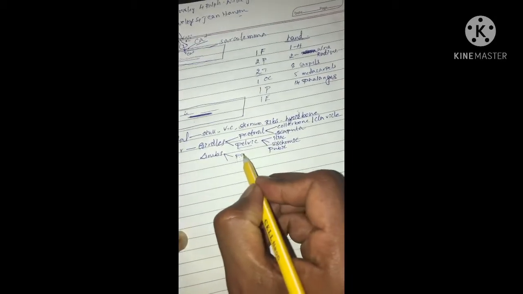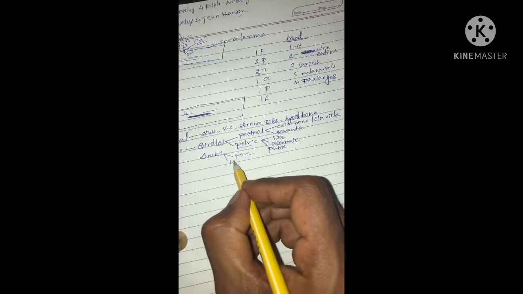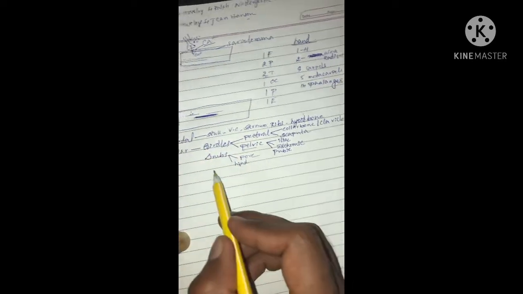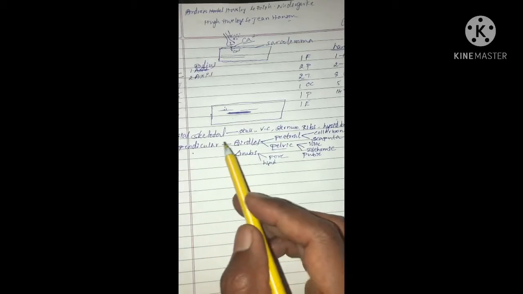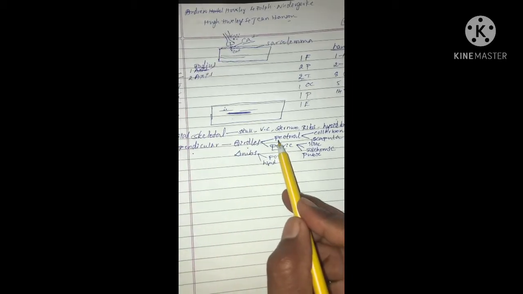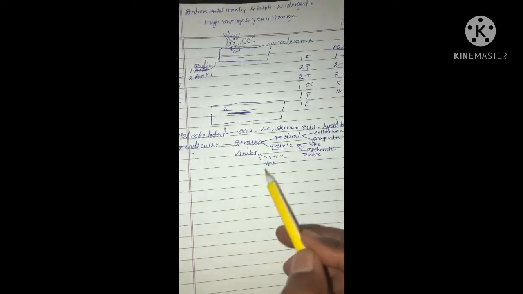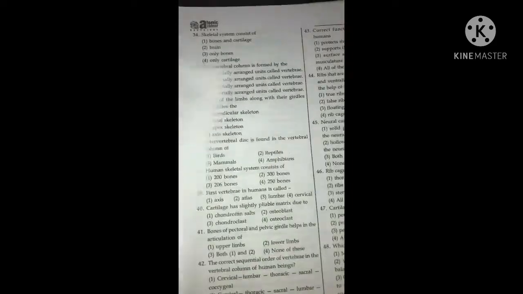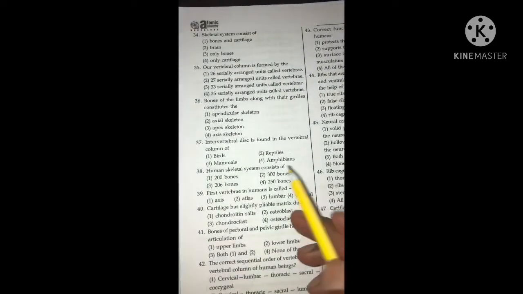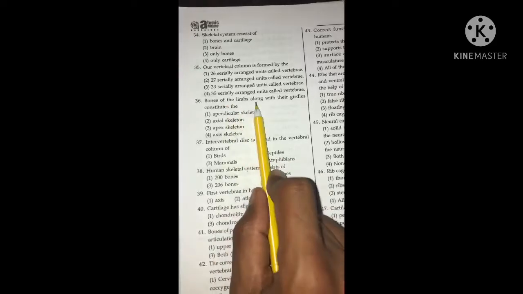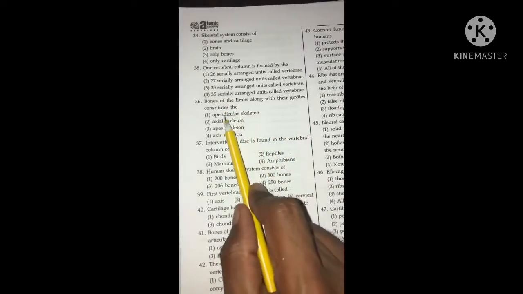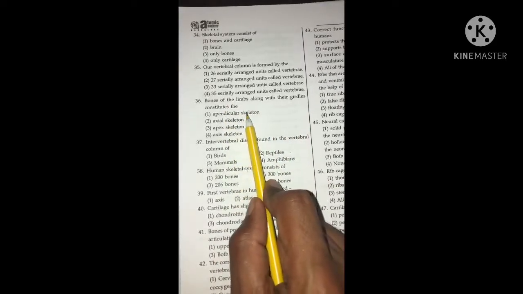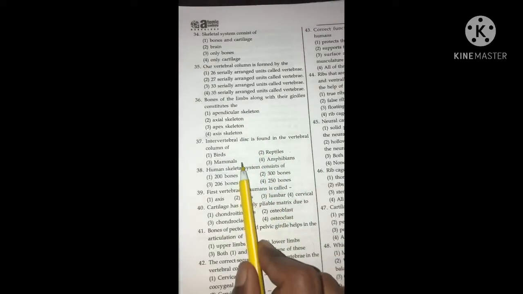The limbs are of two types. One is the forelimb. Another one is the hind limb. So these are collectively called the appendicular skeletal system: the girdles, that is the pectoral and pelvic girdle, and the forelimbs and hind limbs. So which is the correct answer? The bones in the limbs along with their girdles constitute the appendicular skeletal system. So move on to the next question.